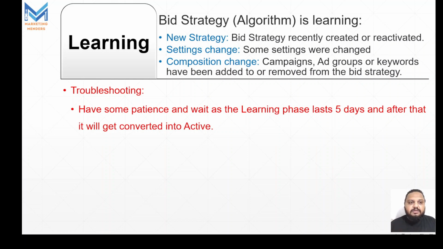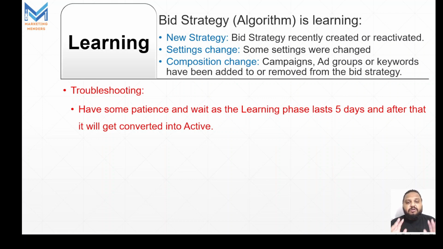For example, your bid strategy has been in learning for the last 3 days. Now you lost your patience. You again came to Google Ads and you changed some of the other parameters. You changed some of the settings on your Google Ads campaign. Then again the Google Ads algorithm will go into learning, and from that day again it will take 5 days. So how many days have you wasted? 8 days. So in the previous scenario it was about to complete in 2 more days, but now again it will take 5 days. So please don't do that.